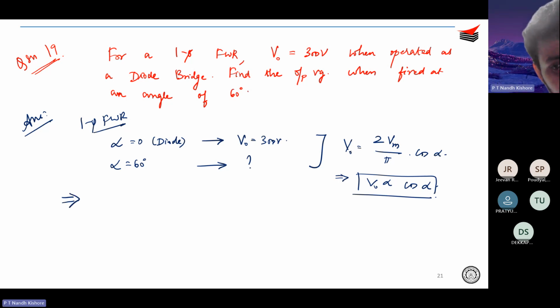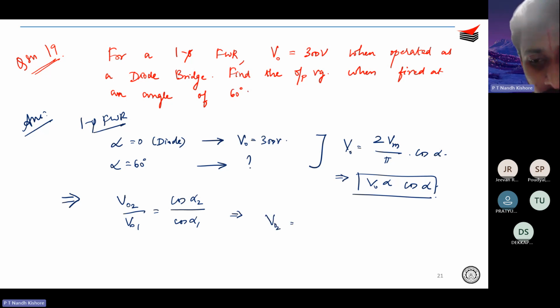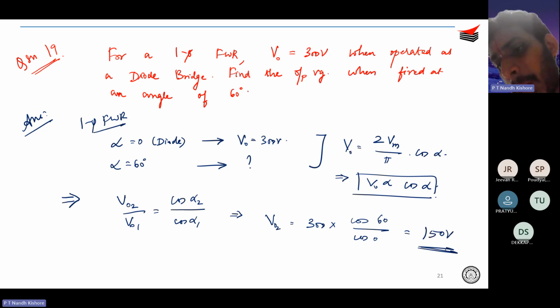Therefore, V naught 2 over V naught 1 is equal to cos alpha 2 over cos alpha 1. So V naught 2 is 300 into cos 60 divided by cos 0, which is 1 by 2. So you will end up with 150 volts. Simple, right? This is a very simple problem, I guess. You're just scaling it up.